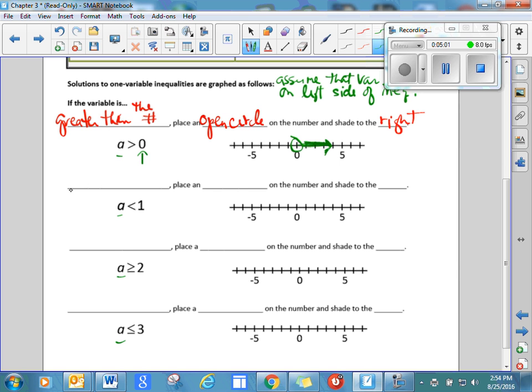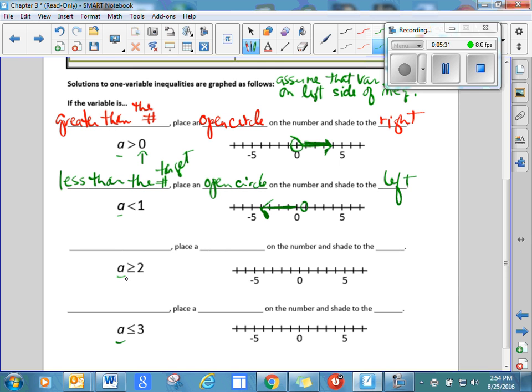A is less than 1, so if the variable is less than the target number, place an open circle and shade to the left. So you know this is taking me longer to write it than it really should. We shouldn't spend long on it because you already know this. Here we go.